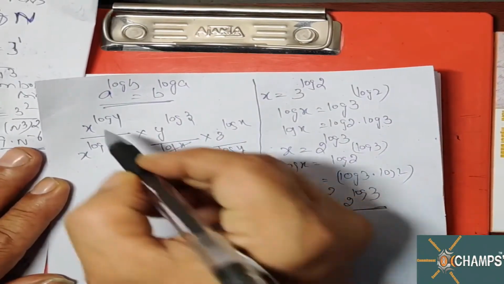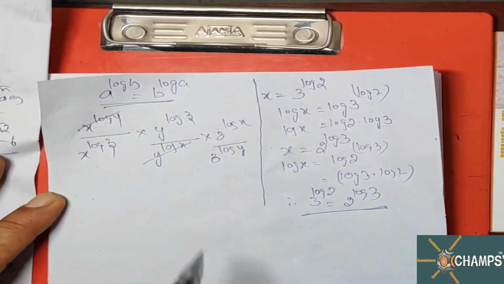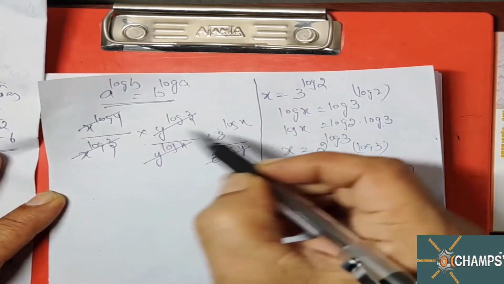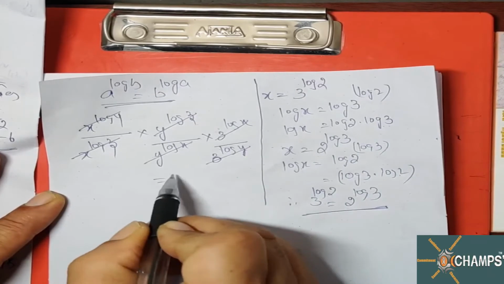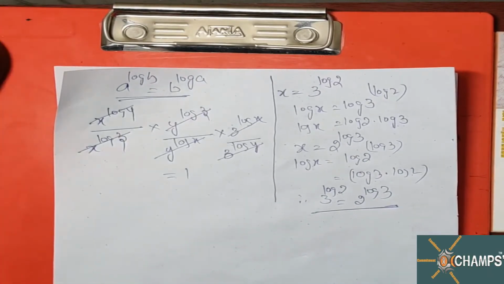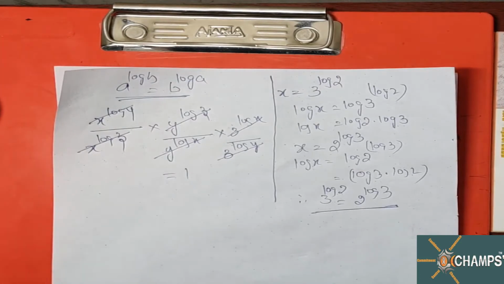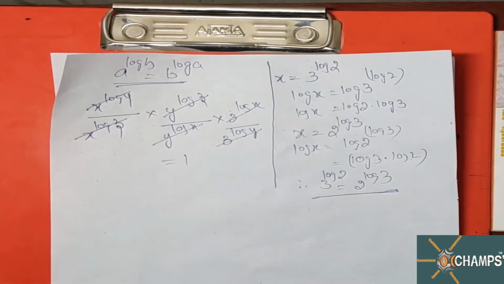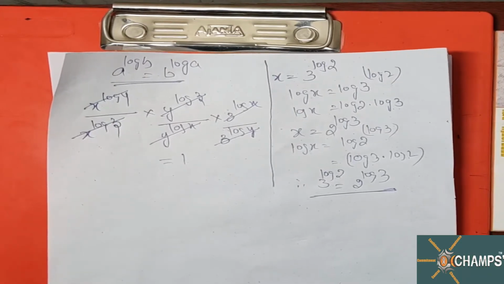Now from this result, a power log b is equal to b power log a. So y power log x, x power log y cancel. Y power log z, z power log y cancel. X power log z, z power log x cancel. Leaving with 1. This is the answer to the given question.